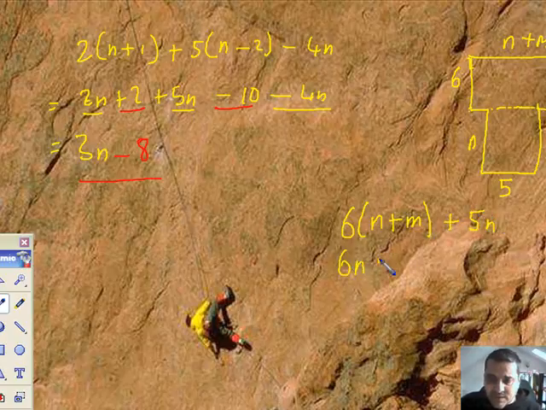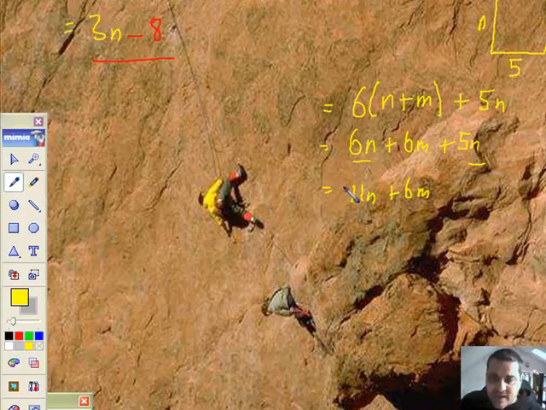Multiplying this out, I've got 6n plus 6m's, plus the 5n's at the end. 6 and 5, I've got 11 n's, plus the 6m's on their own. Altogether, that's the area of that shape. Let's turn over, and maybe I'll do one down here.